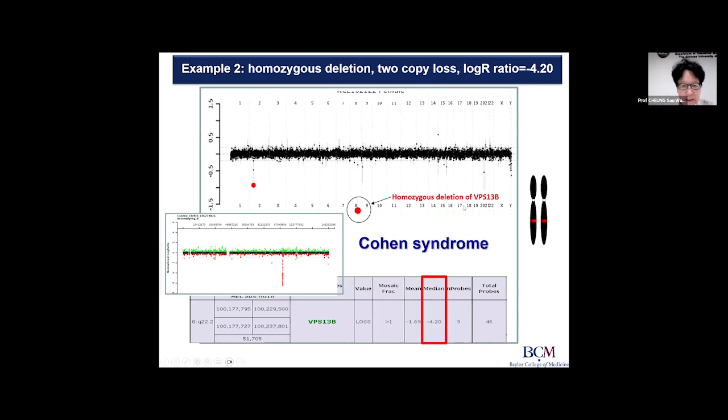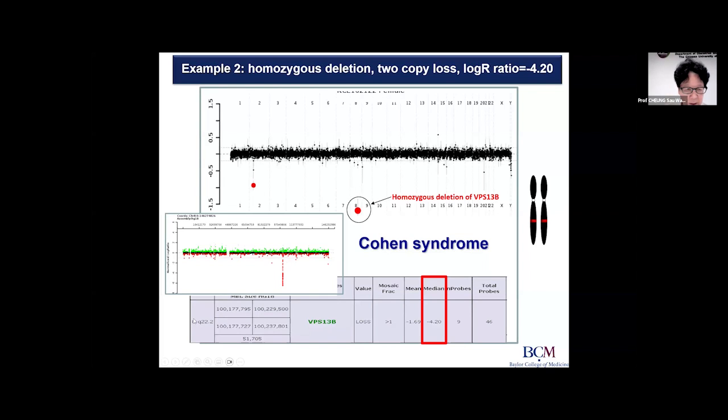You can see this is on chromosome 8, and there's a big deletion below minus 1.5. It turned out that this is a homozygous deletion of VPS13B. When you open up chromosome 8, here is chromosome 8 and all the probes. You can see that this is going all the way down to -6.